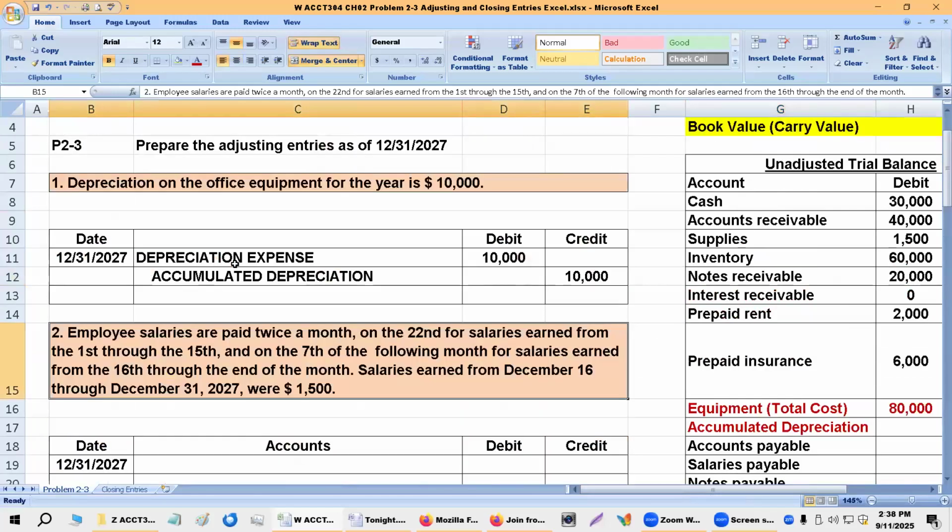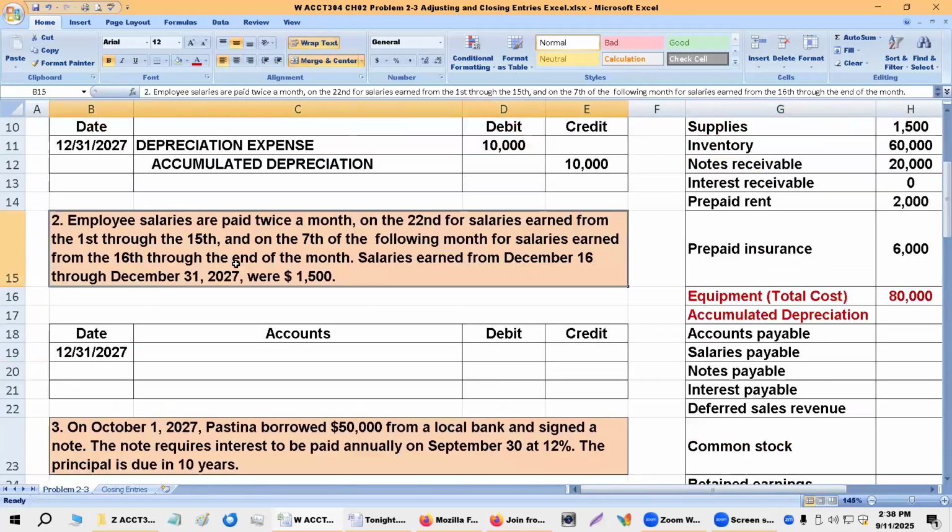All right, employees' salaries are paid twice a month on the 22nd for salaries earned from the first of the month through the 15th, and the 7th for the salaries earned from the 16th to the end of the month. Salaries earned from December 16th through the 31st. Okay, so we owe them $1,500. What would the journal entry be for that?